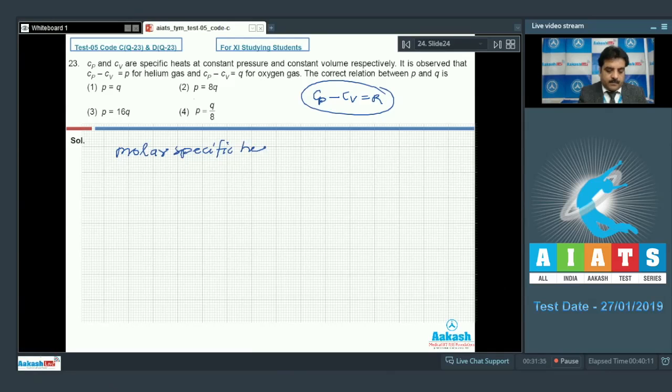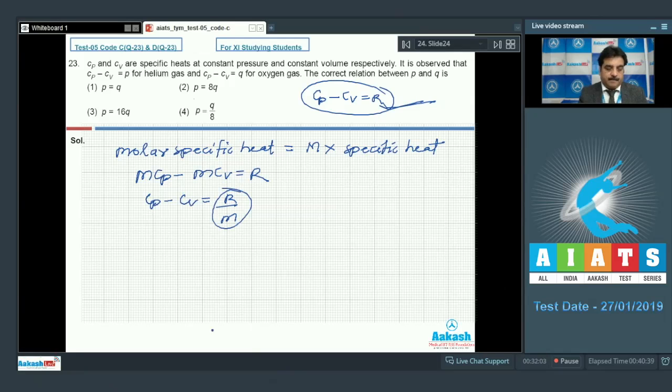Molar specific heat is equal to M into molar mass times specific heat. Molar specific heat is given by this. So I can use this relation: M Cp minus M Cv is equal to R. So Cp minus Cv is equal to R upon M, where M means molar mass.